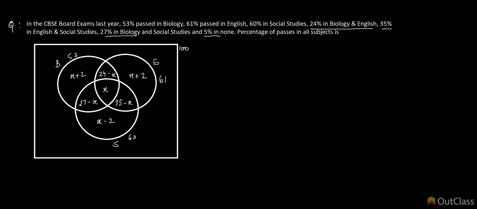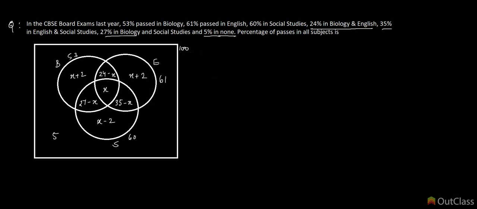And you also have 5% passed in none, so that's outside the union. So basically we have 7 segments whose values are given as expressions of x, and the eighth segment is 5. These 8 add up to 100. So the next thing to do would be to add all 8 including the 5 and equate it to 100.